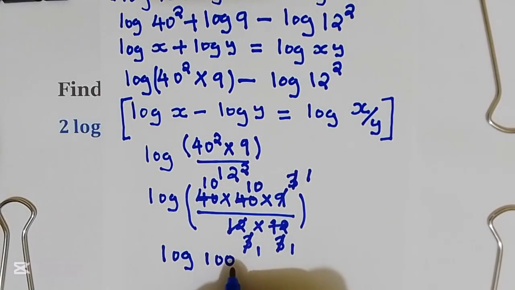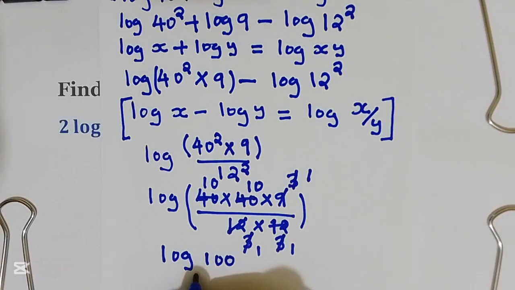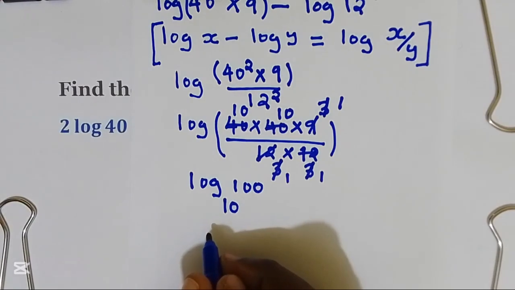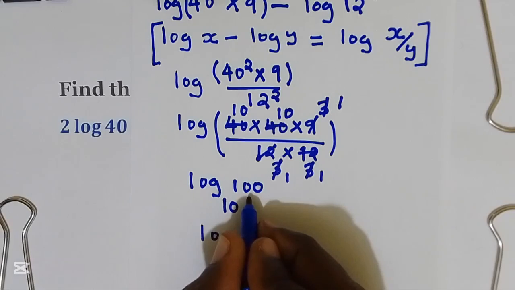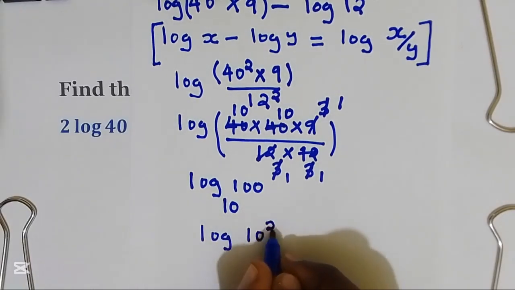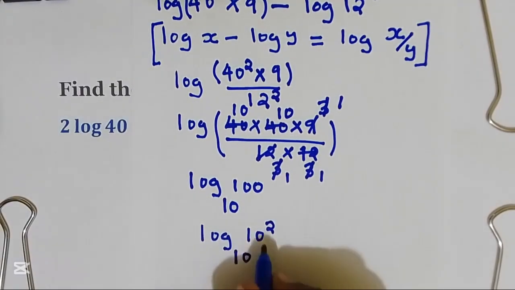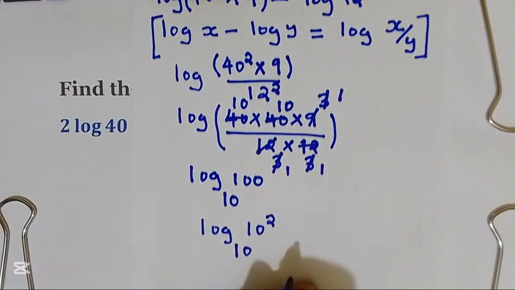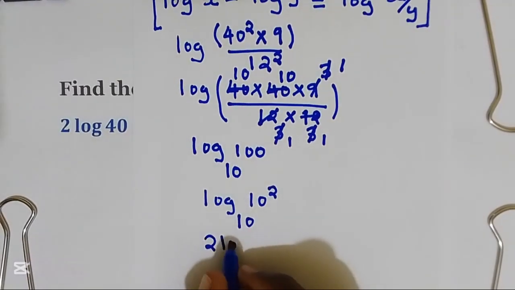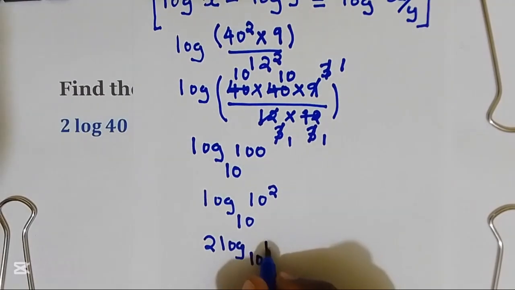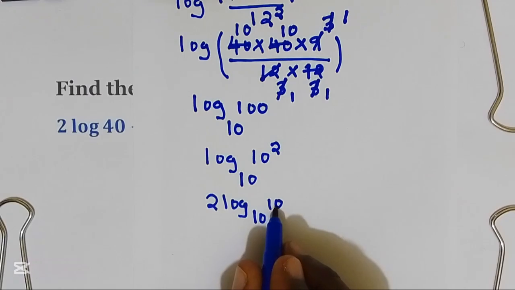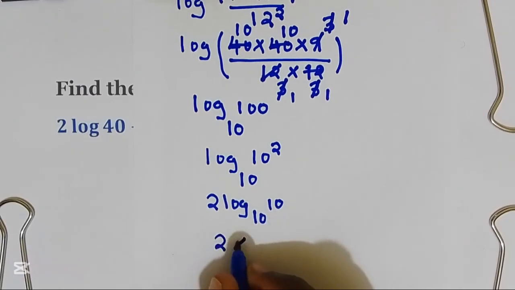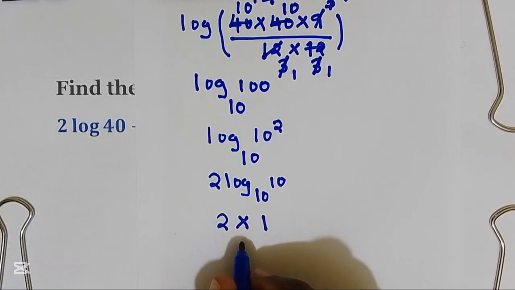But we know log without base, its base is base 10. So we have base 10. Let us return it into power form. We have log 100 is the same as 10 power 2, the base of 10. Let the power in front of the log. We are going to have 2 log base 10 of 10. But log base 10 of 10 is equal to 1. That is going to be 2 multiplied by 1. We are going to get the answer equal to 2.